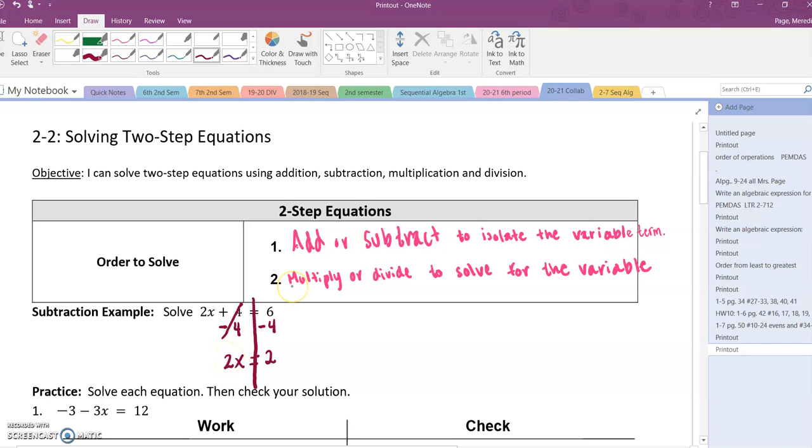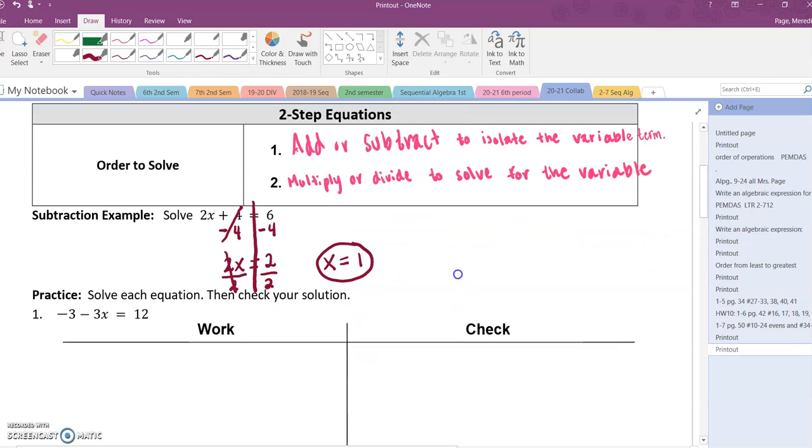Now the second step is to multiply or divide to solve for the variable. So my goal is to get the x by itself. Right now that says 2 times x. So the opposite of times is to divide. So I need to divide both sides by 2. These 2's next to the x cancel out. So you're left with just x is equal to 2 divided by 2, which is 1. I am done.